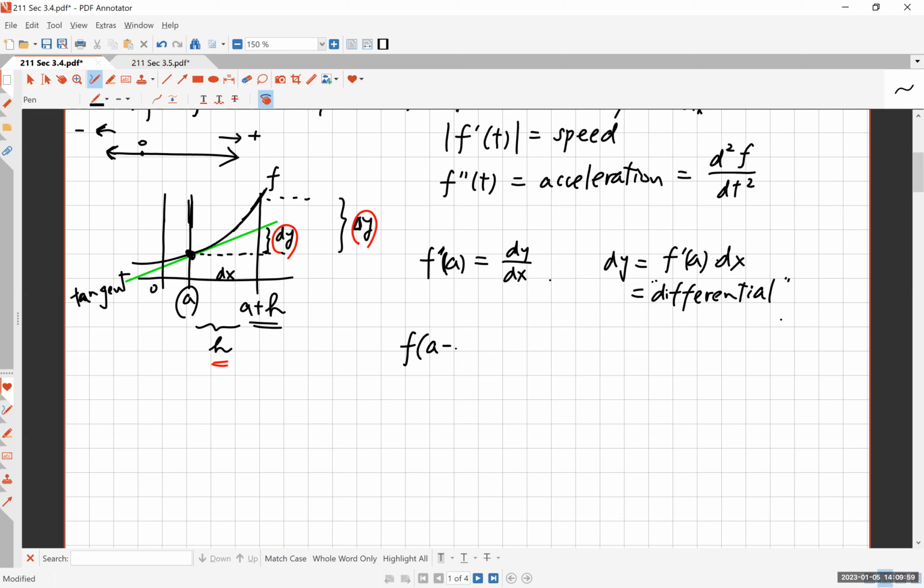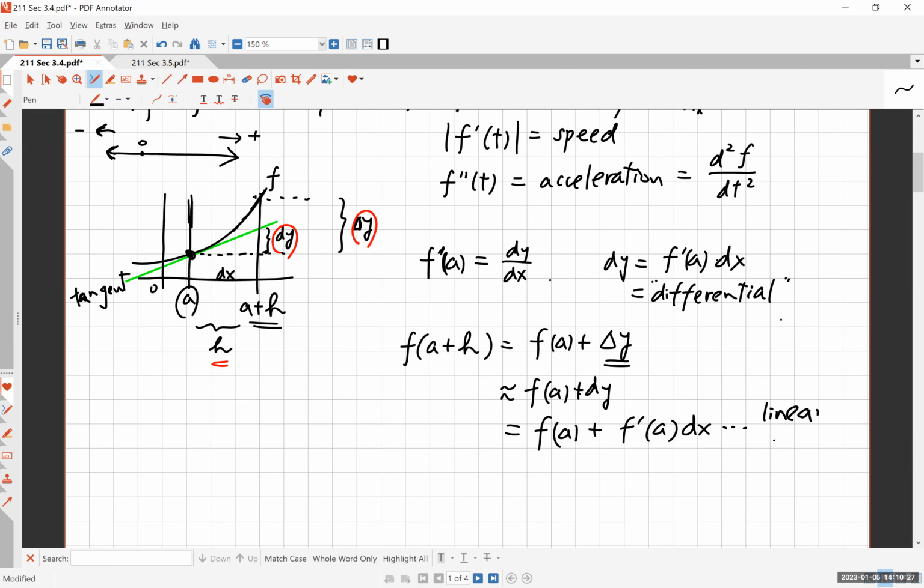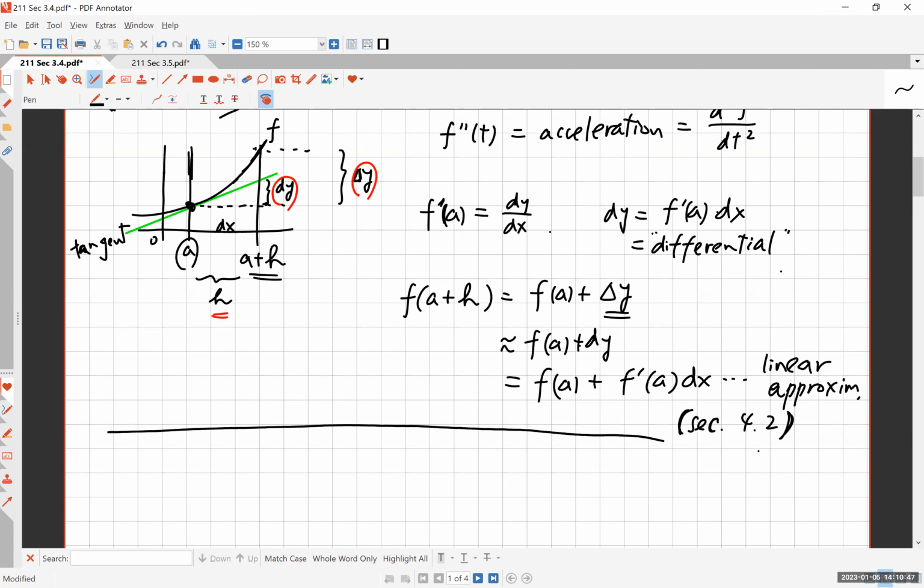All right, so f of a plus h is, of course, f of a plus delta y. You just add this change from f of a to this new point, but this can be approximated by dy, and of course, dy is f prime of a times dx. And so when you do this, it's called linear approximation. Now this is the subject of section 4.2, so we will not worry too much about it at this point. But just remember that later we will be using the derivative to approximate the value of the function near the point where we evaluated the derivative.